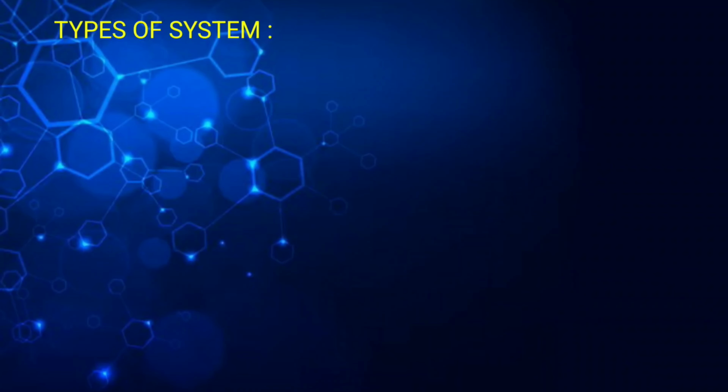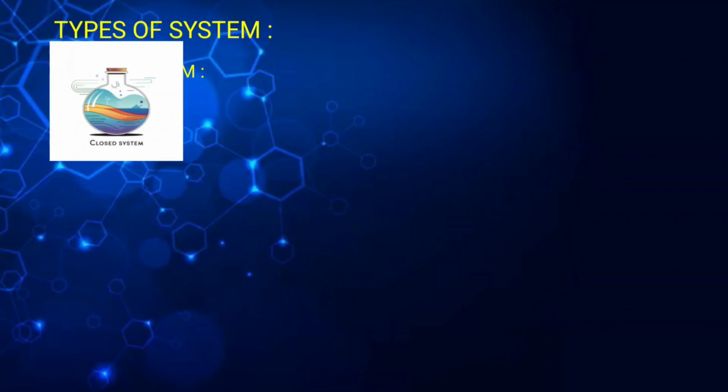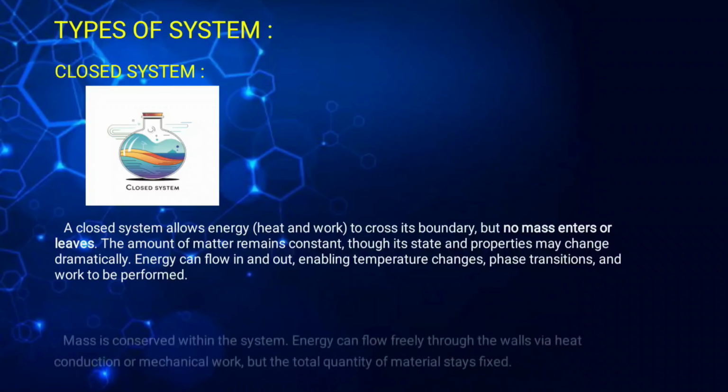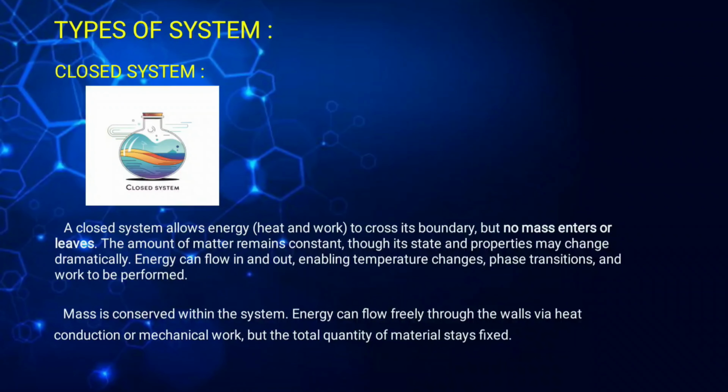Study about types of systems. First, closed system. A closed system in thermodynamics is a system that can exchange energy with its surroundings but cannot exchange matter. This means the total mass inside the system stays constant, but energy can go in or out.